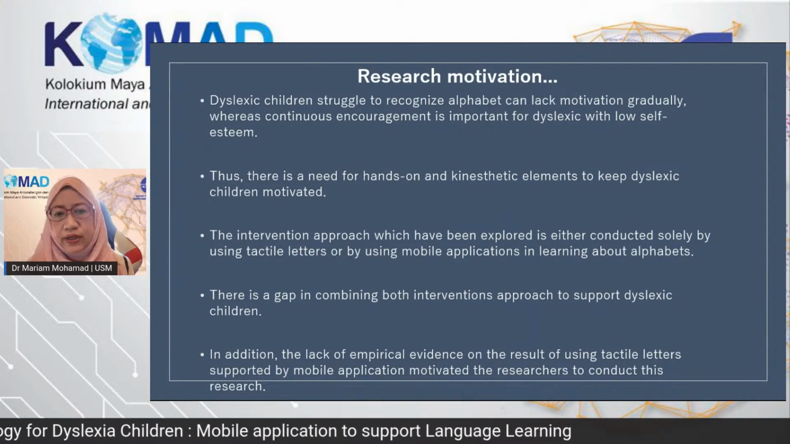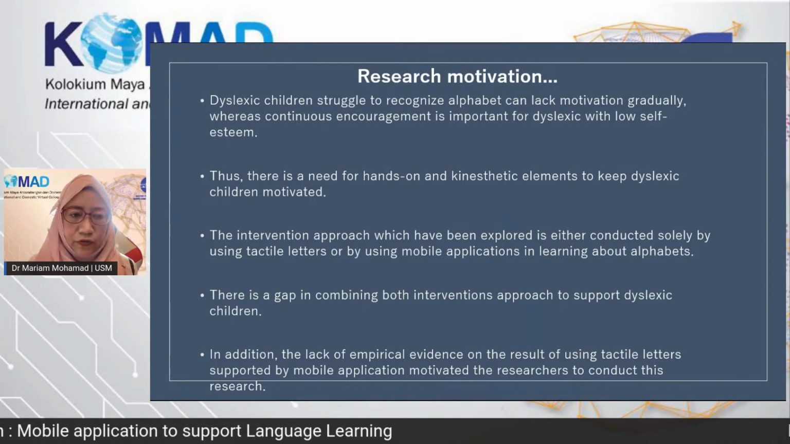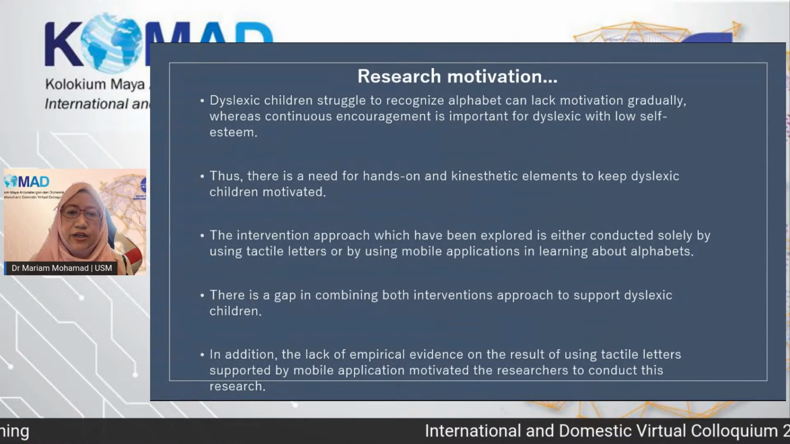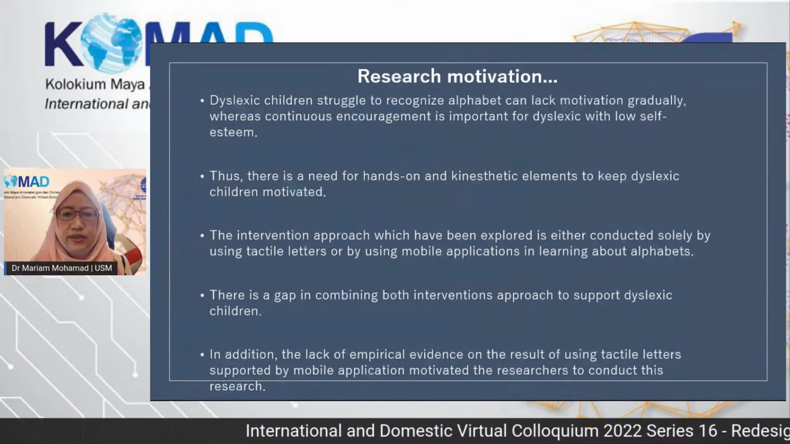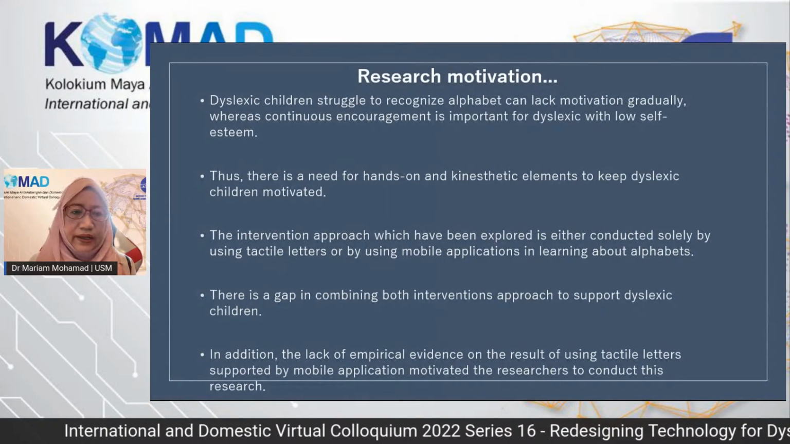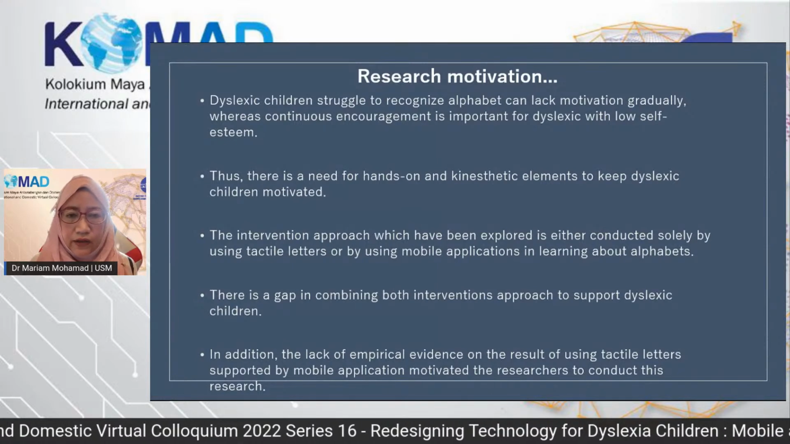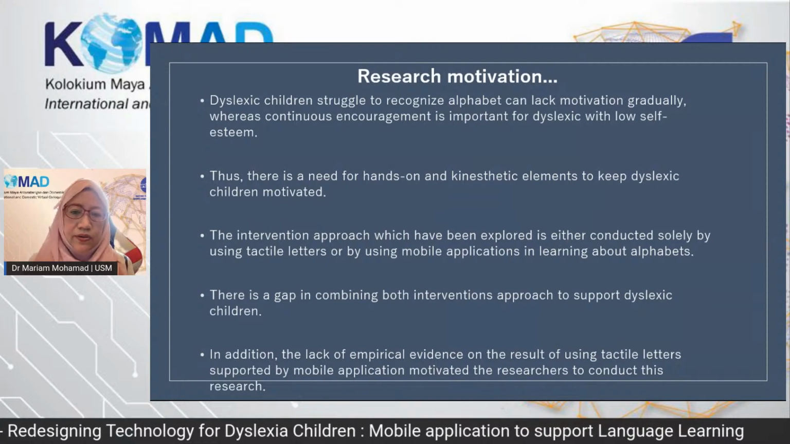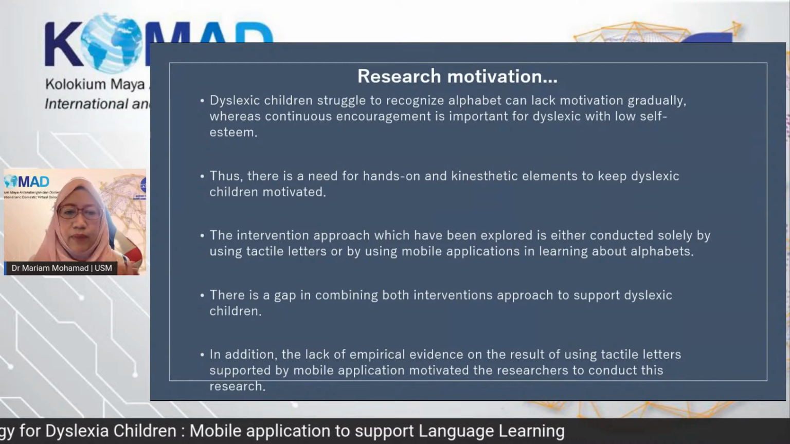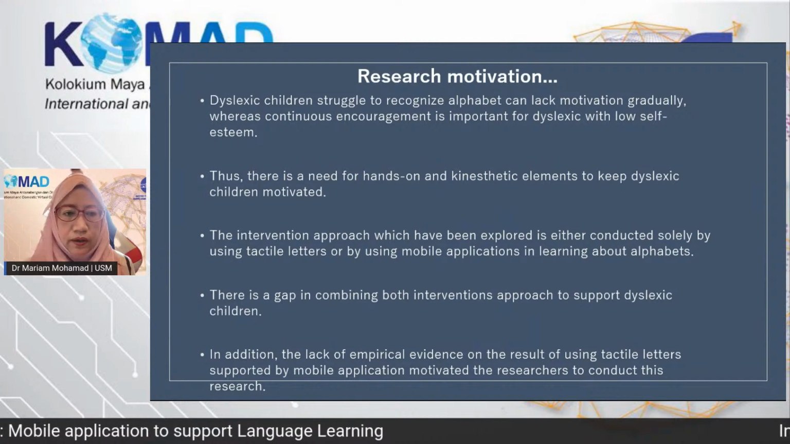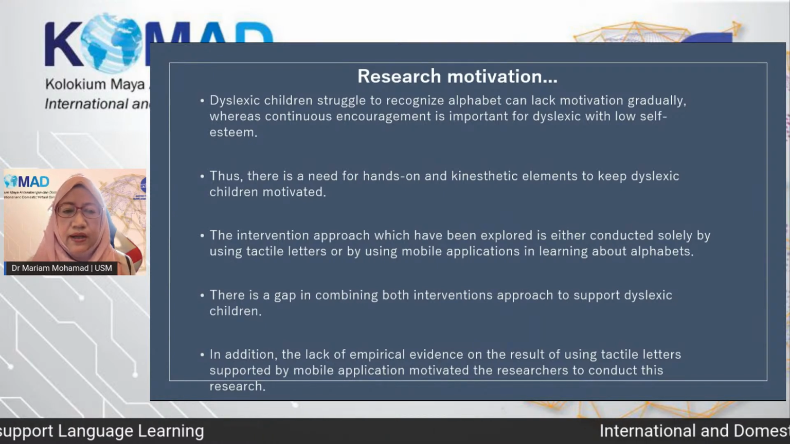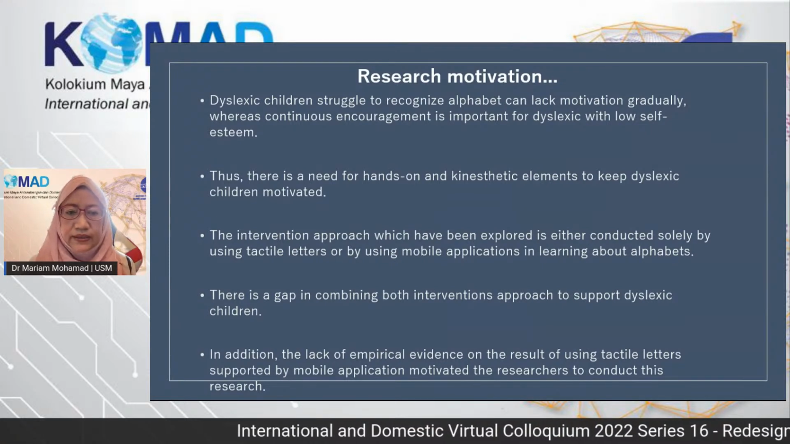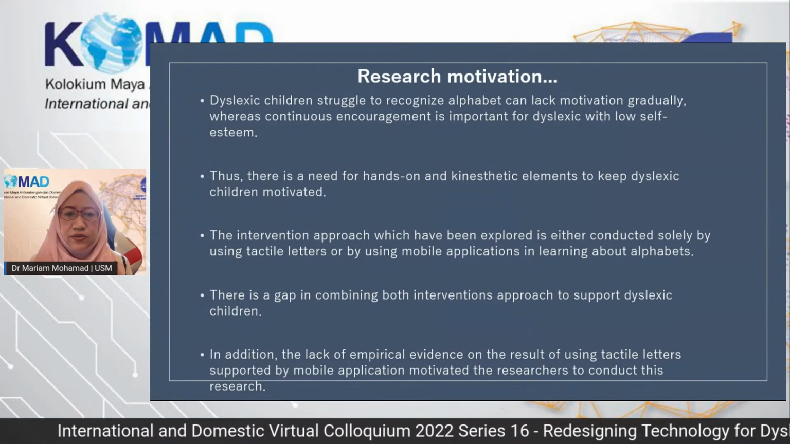Hands-on and kinesthetic elements, which we can find in tactile letters. But so far, the intervention is either using tactile letters, for example clay or plasticine or alphabet blocks, or using mobile apps to learn the alphabet. So I think there is a need to integrate both methods to support these dyslexic children. That's why I combined both intervention approaches, using tactile letters and a mobile app, to support dyslexic children.